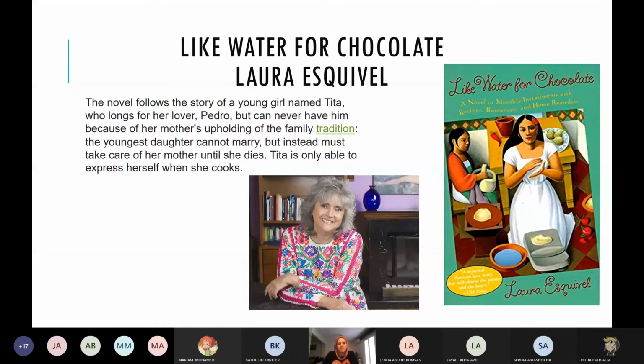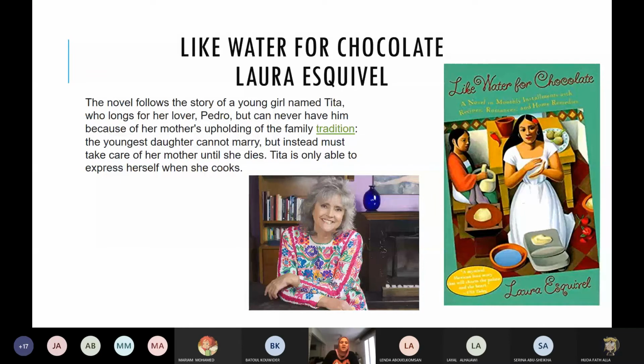What is the novel about? The novel is about the story of a young girl. Her name is Tita. She loves her neighbor, Pedro, but she can never marry him because of her mother's upholding of the family tradition. The youngest daughter in the family cannot get married. She has to take care of her mother until her mother dies. Tita is only able to express herself when she cooks.